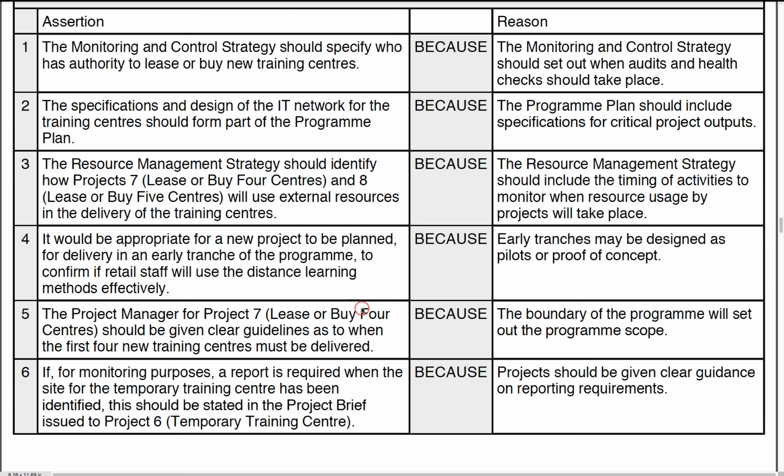Number 5, the project manager for project 7 should be given clear guidelines as to when the first 4 training centres must be delivered. Guidelines, tolerances, guidance, feedback, and stuff like that. Managed by exception, absolutely right. That is a true statement.